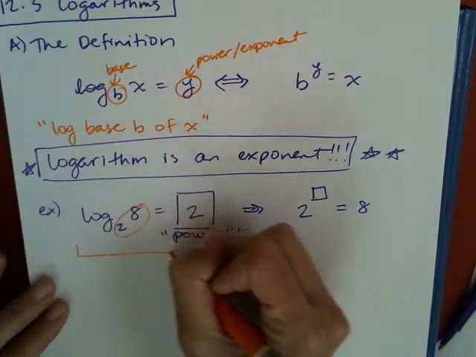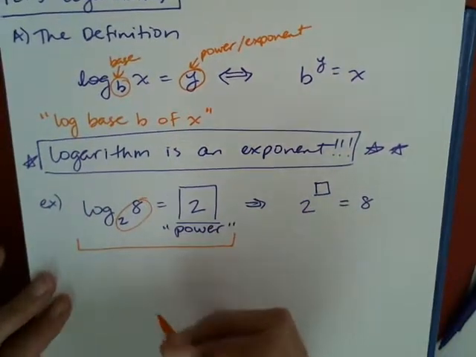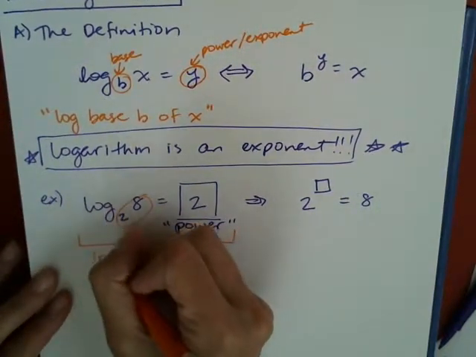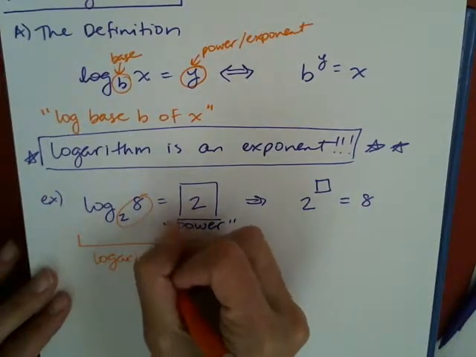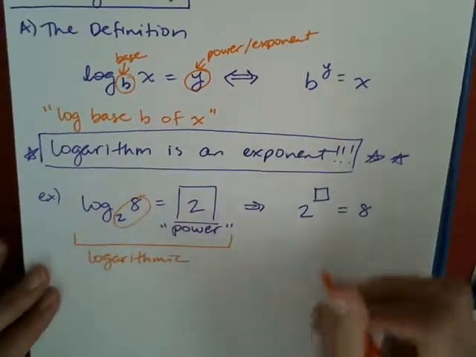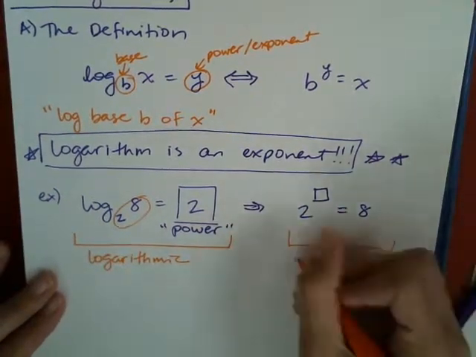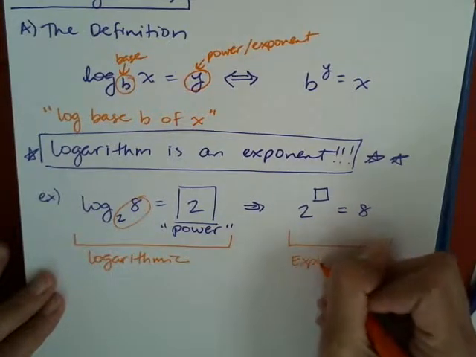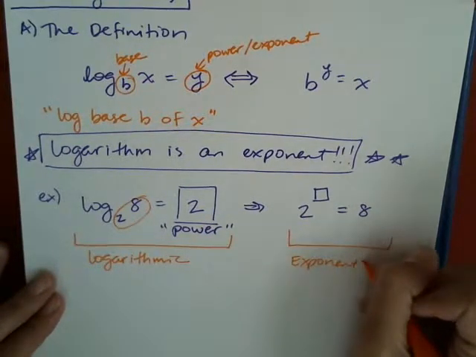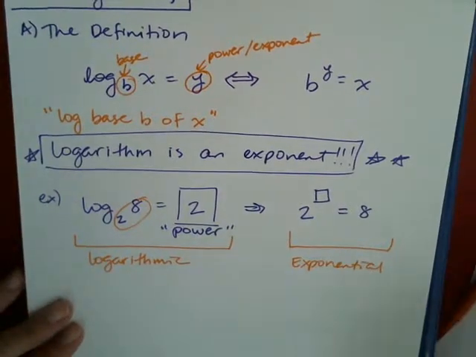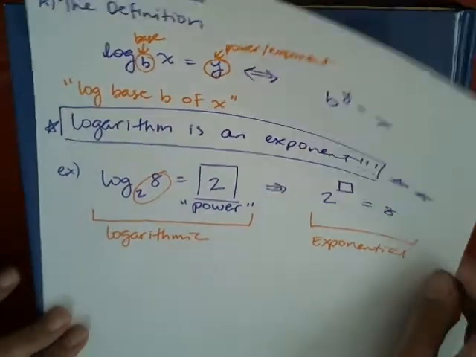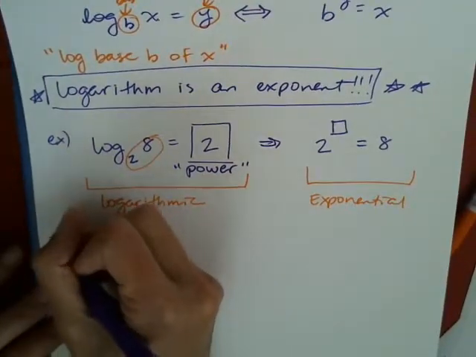Notice how I wrote this out in two different ways using that definition. This first form is the logarithmic form, and the second form is the exponential form. They are interchangeable, and it's so helpful to be able to go back and forth between the two. Okay, let's do some more examples just like this.